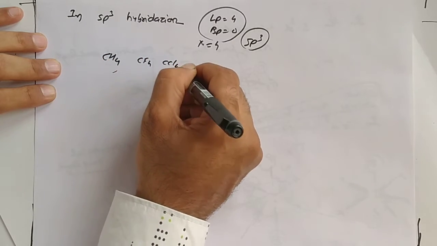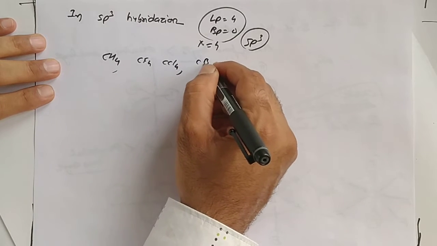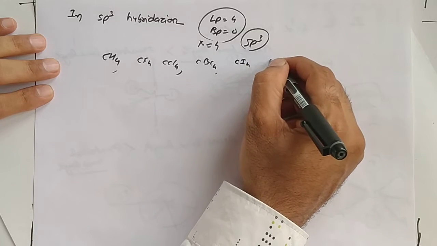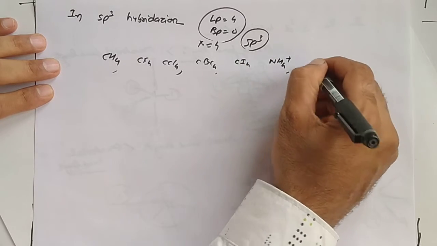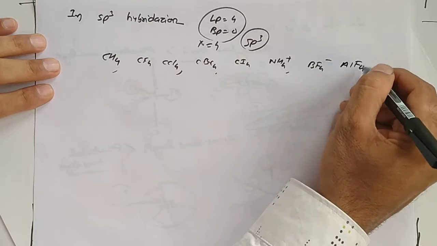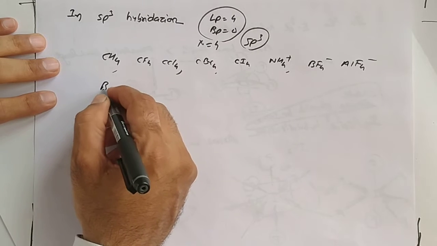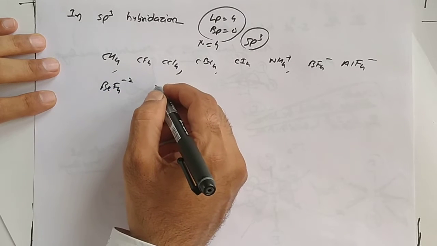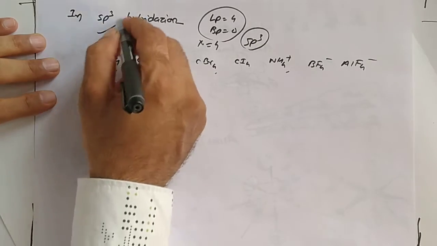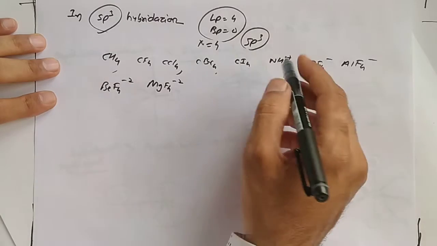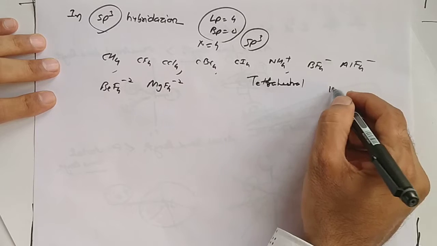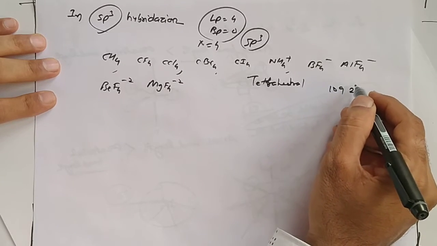Examples for it: CH4, CF4, CCl4, CBr4, CI4, NH4 plus, BF4 minus, AlF4 minus, BeF4 minus 2 and MgF4 minus 2 have sp3 hybridization, and the geometrical shape is tetrahedral. The bond angle is exactly 109.28 degrees.